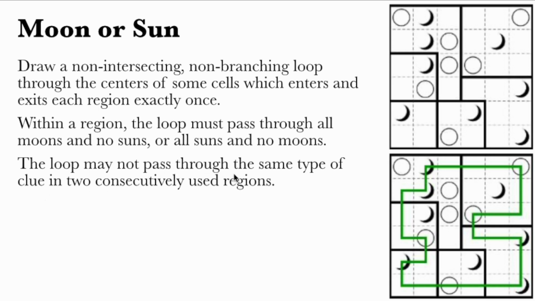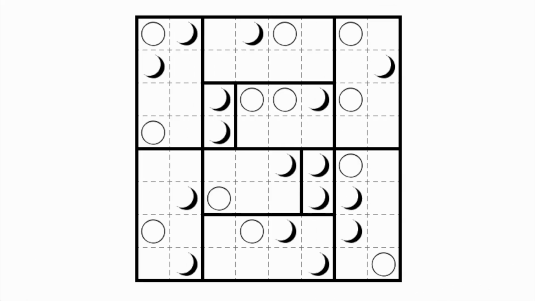The loop may not pass through the same type of clue in 2 consecutively used regions, which means that as soon as we exit this region that is where it is passing through moons and no suns, we enter a new region. We know this is going to be suns and no moons. Then we're back to moons and no suns, then suns and no moons, and so on around the entire grid, visiting every region exactly once. Those are the rules of Moon or Sun, so it's time to solve a puzzle. Today's Moon or Sun puzzle was set by Jovial.